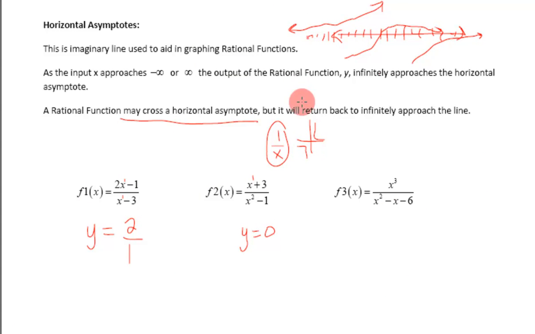All right, our third one, x cubed over x squared minus x minus 6. We saw the vertical asymptotes before. Now we're looking at the horizontal. This is the last case. Notice that the degree of the numerator is x cubed, or 3. The degree of the denominator is 2. So the numerator is larger than the denominator this time. In this case, there is no horizontal asymptote.